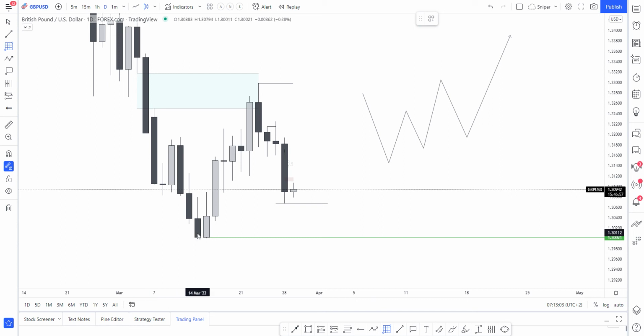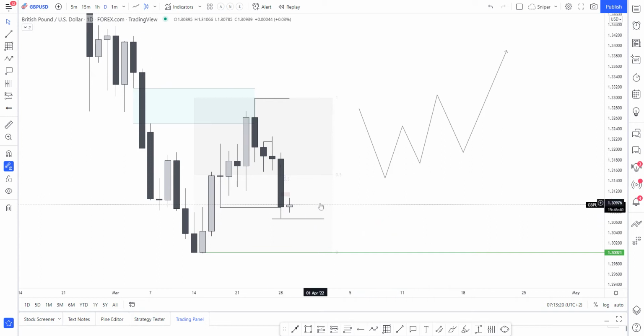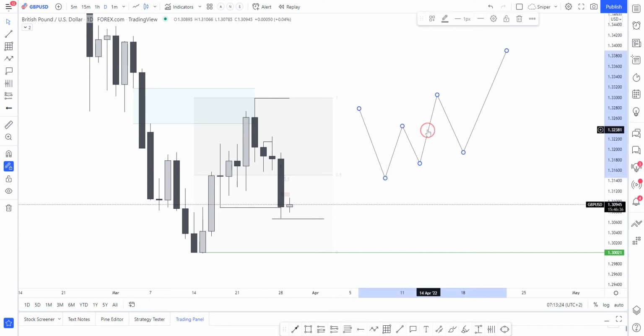For this, we could also just look at the premium discount, and we can see from this swing leg, this push towards the upside, price coming down into this area is in the discount. So there's nothing really on the daily. Perhaps the only thing is that we swept this low in terms of liquidity. This could maybe be enough, and then we could see price push up higher again.